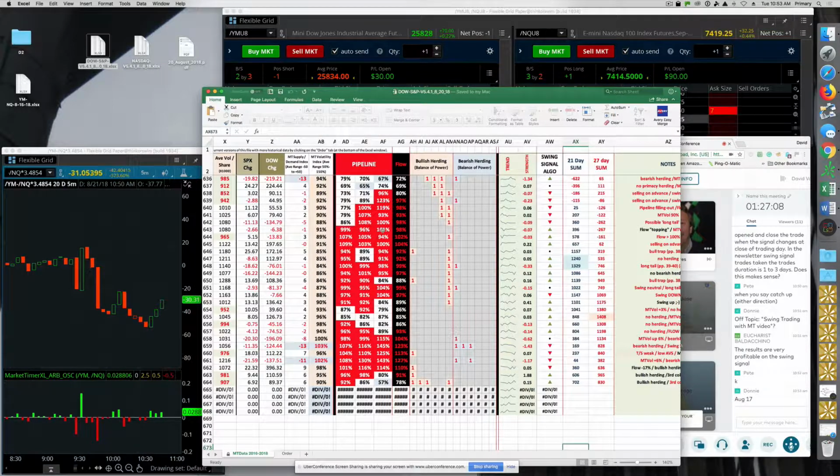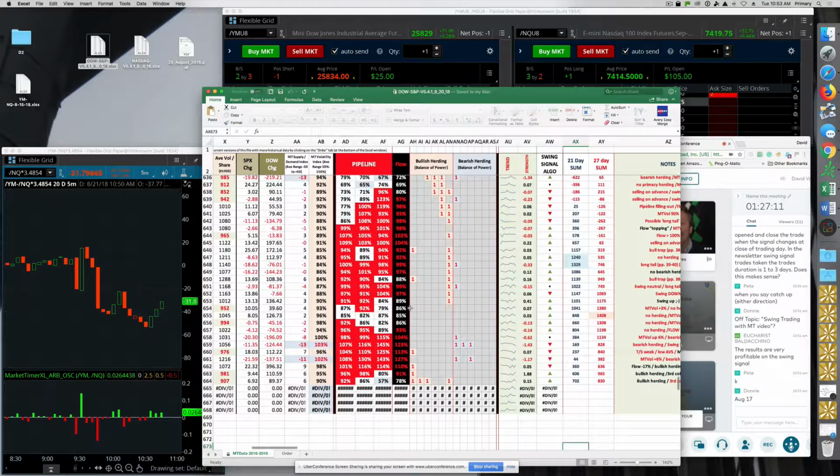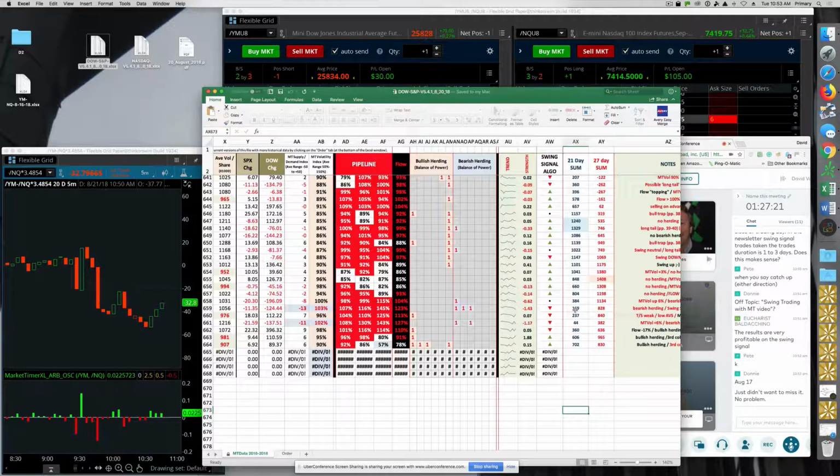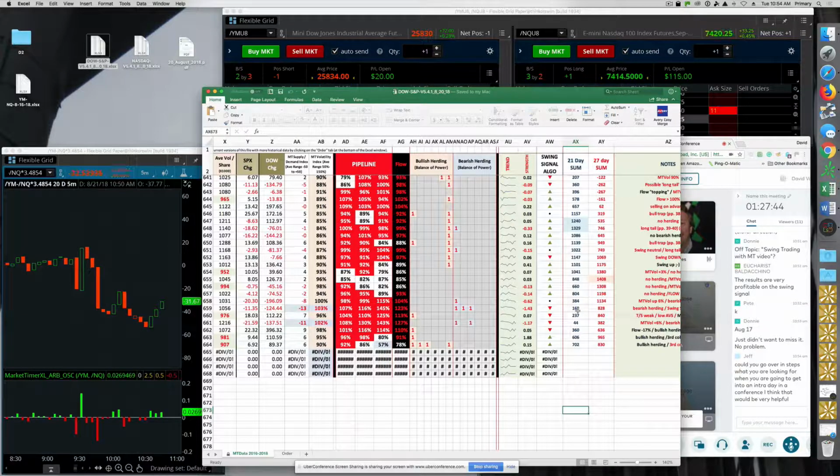But that's basically it. So when you see a peak, let's go to here. If you see the pipeline at 145, and then you take a look at the 21 and 27 day sum. The 21 day sum is at 169, and the 27 day sum is at 828. It's higher, right? If that's peaking, then the 21 day sum is going to catch up with that 828. So what happens is that the 21-day sum is oversold. You could think of it as being oversold in comparison to the average, the 27-day sum. And so it's going to catch up.